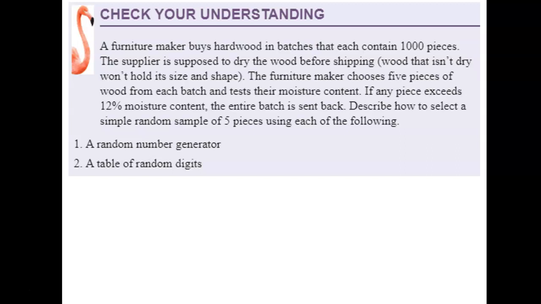All right, so a furniture maker buys hardwood in batches that contain 1,000 pieces. The supplier is supposed to dry the wood before shipping. Wood that isn't dry won't hold its shape and size. The furniture maker chooses 5 pieces of wood from each batch and tests their moisture content. If any piece exceeds 12%, the whole batch is going to get sent back. So describe how we would select a simple random sample of 5 pieces. And they want you to do both methods.